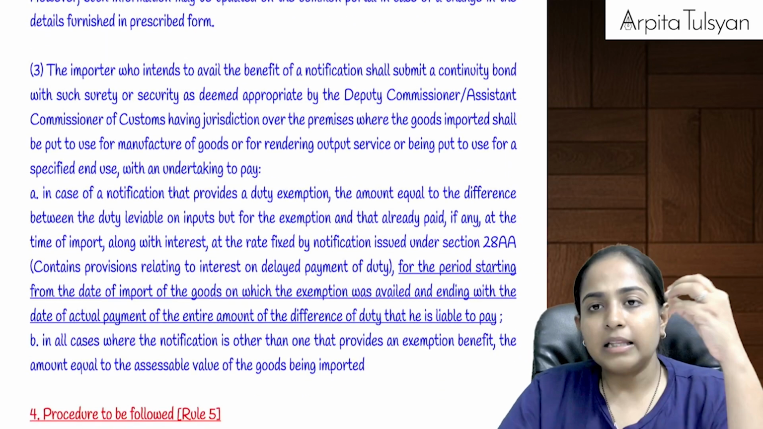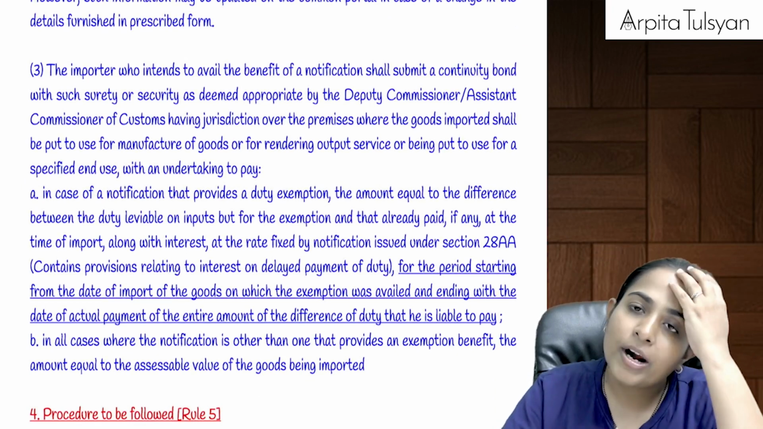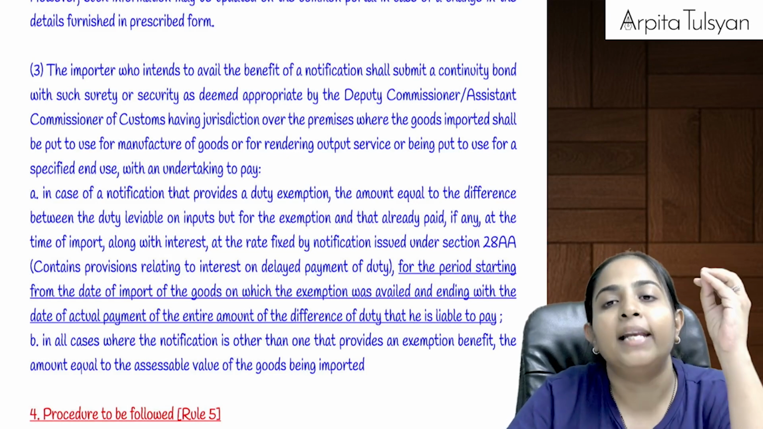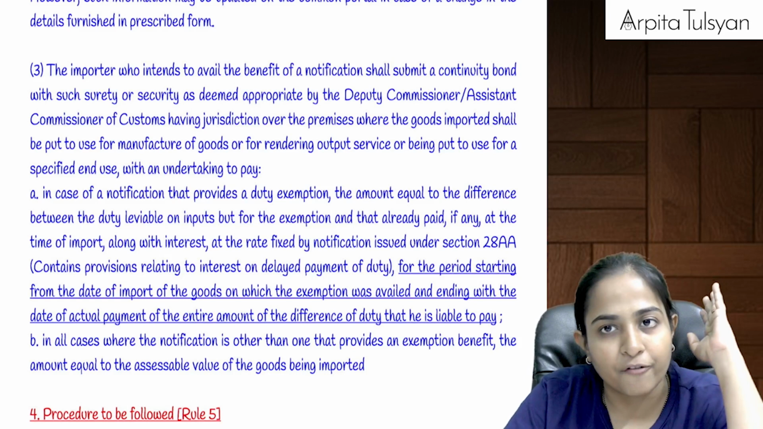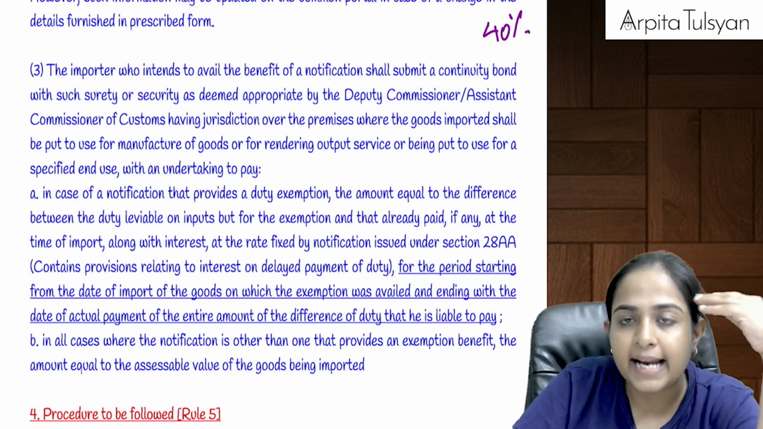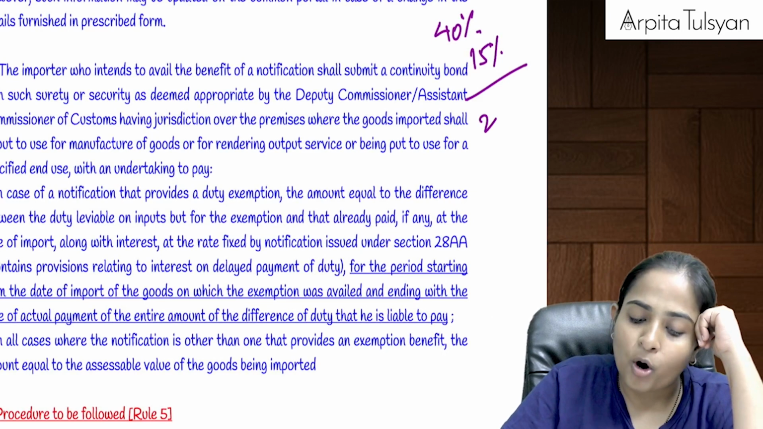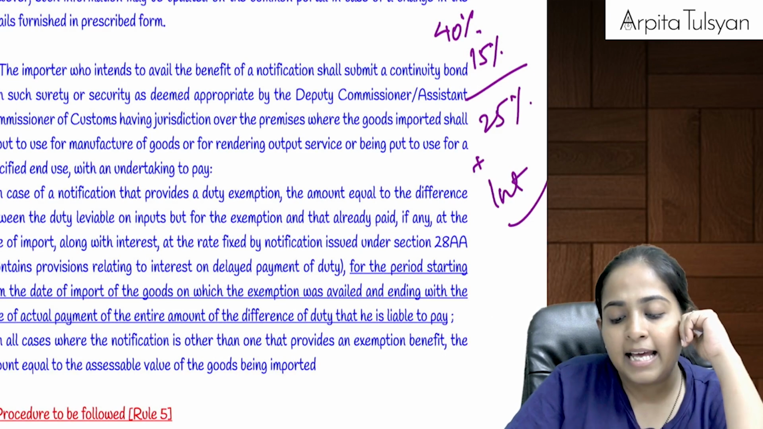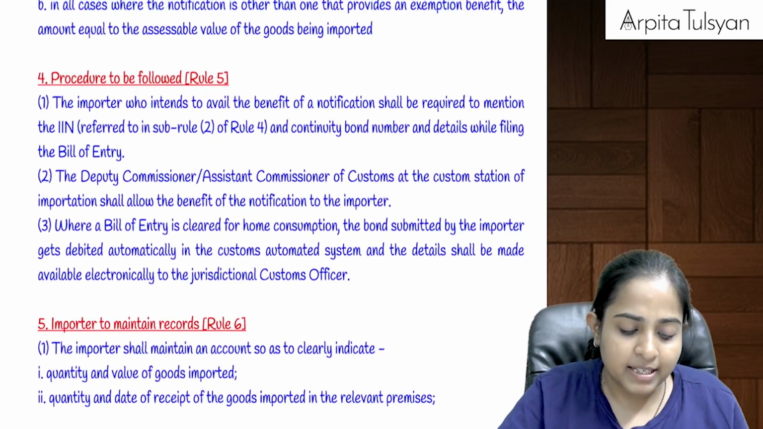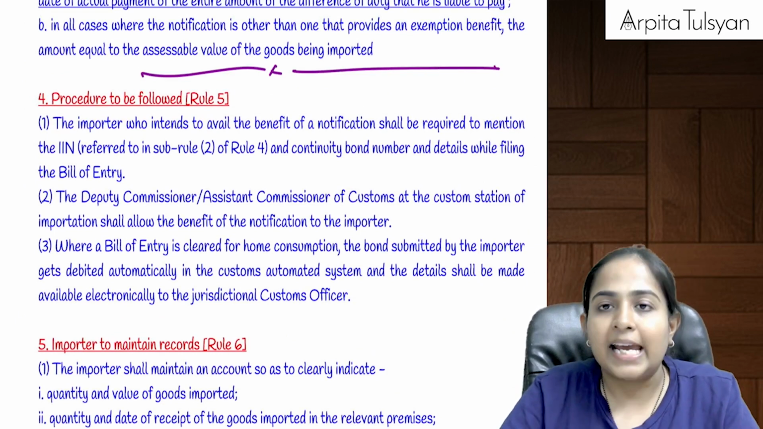Then once all these things are done, after that I have to file a continuity surety bond with my jurisdictional customs officer, that sir, if I violate these provisions, then you take the differential duty from me, along with interest. Example, normal customs duty rate was 40% and under this notification custom duty applicable on me is 15%. So I am giving a bond for that balance 25% plus interest, that sir, if I violate the conditions, you please execute the bond. Are you clear with this?